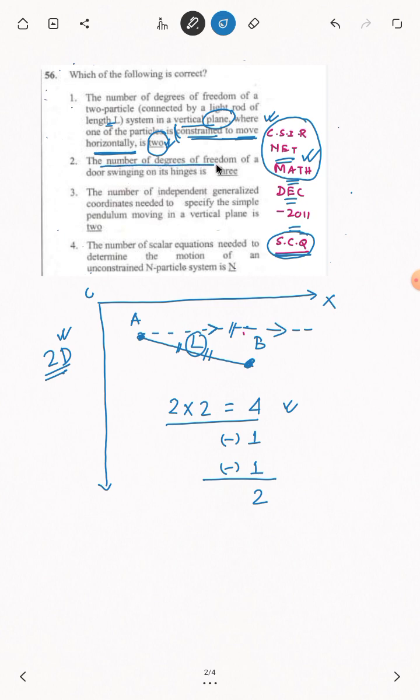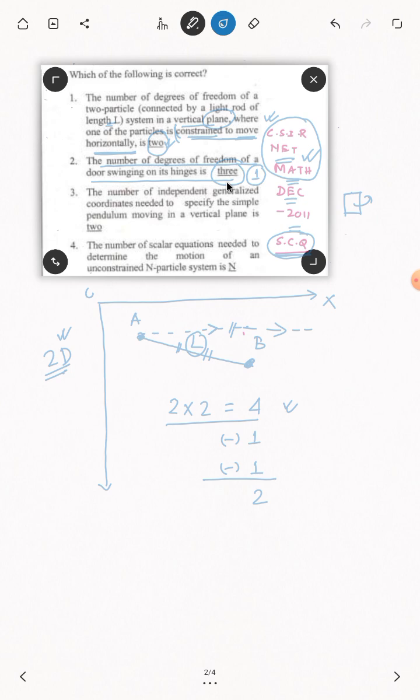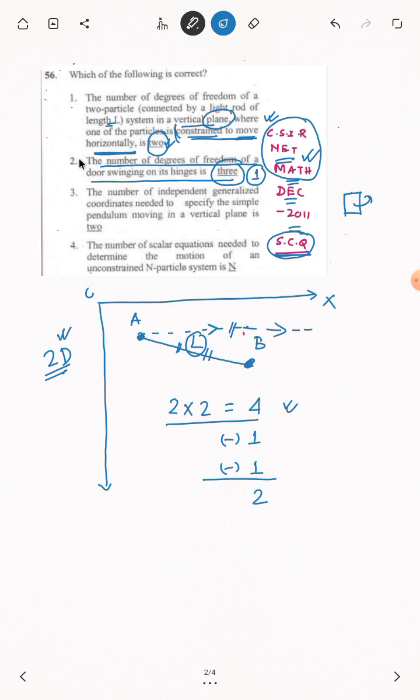The number of degrees of freedom of a door swinging on hinges is 3. We have already discussed the door of a railway carriage, that is, motion about an axis, and there the DOF is 1, so it is here given to be 3. So this option is clearly eliminated. This is obviously the answer because it is a single choice question. We already have the answer, but we have to go through all the concepts so that in future it will help you tremendously. Then now come to the next option.